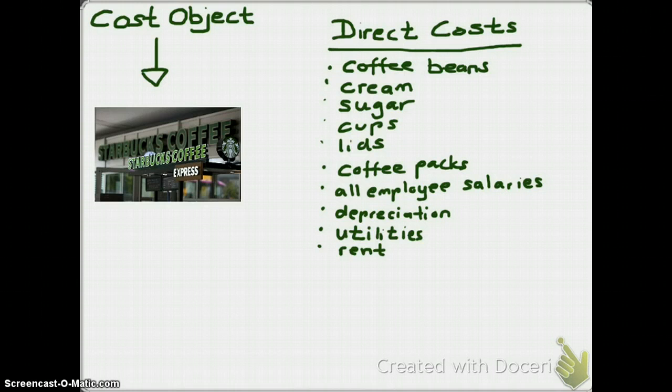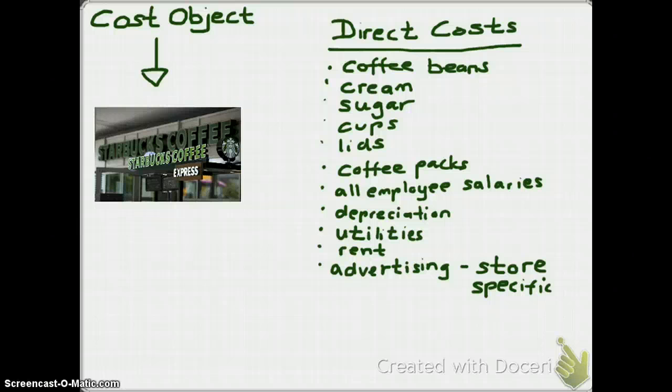Also, any store-specific advertising that this store does, just for this retail store, would be considered a direct cost. Now, if it's a national advertising campaign, then it's not direct, because the cost relating to that advertising campaign is for all the Starbucks stores. But let's say that they send some Valpak coupons or something that can be used at this particular store, that would be considered a direct cost for this store.